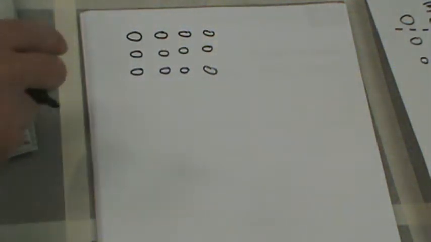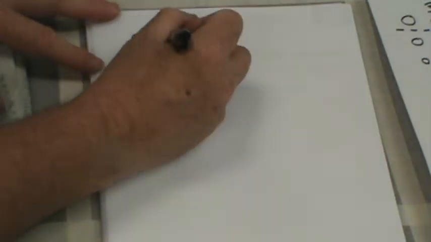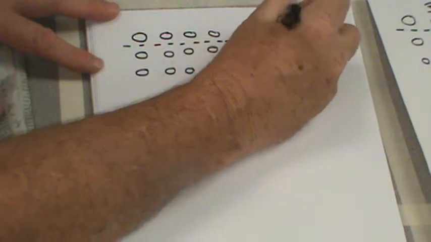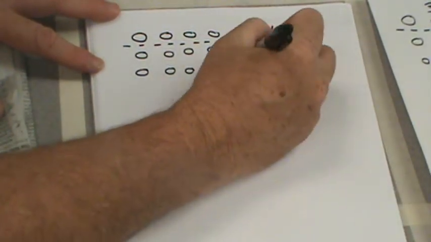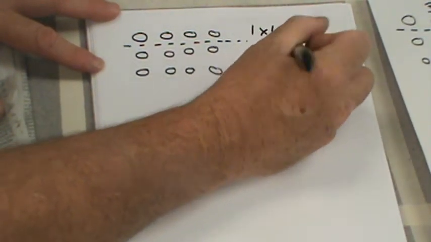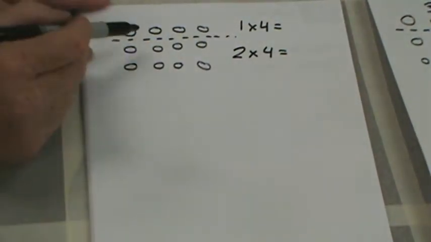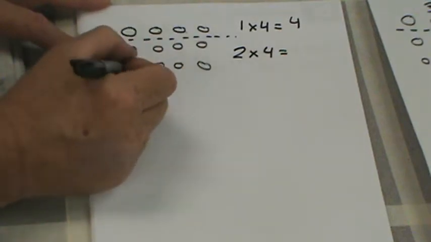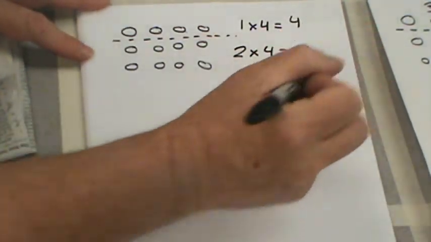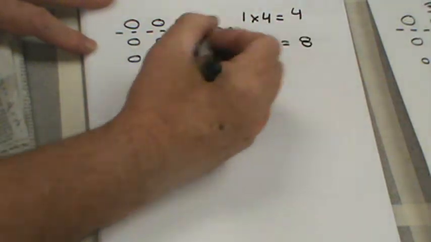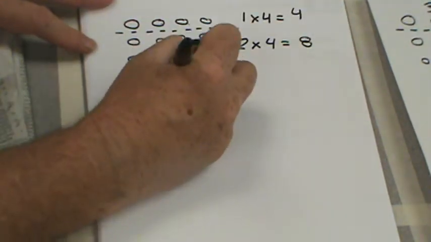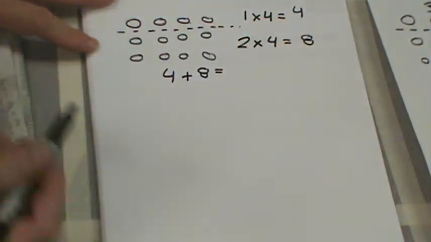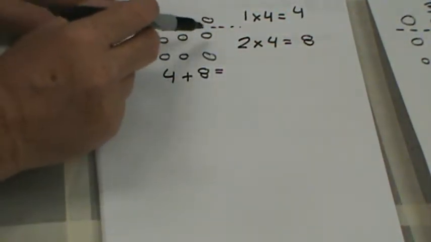So once again, we're going to make a dotted line. And we'll say 1 times 4 equals something, and 2 times 4 equals something else. Well, what is 1 times 4? 1, 2, 3, 4. And what is 2 times 4? 1, 2, 3, 4, 5, 6, 7, 8. So now we can see that 4 plus 8, what would that equal total? 1, 2, 3, 4, 5, 6, 7, 8, 9, 10, 11.